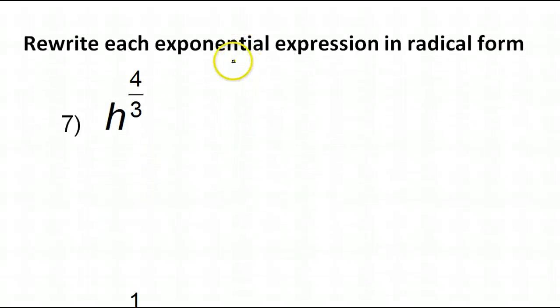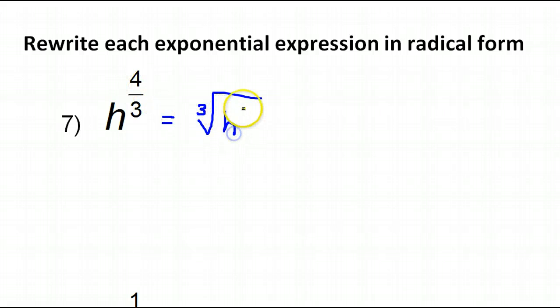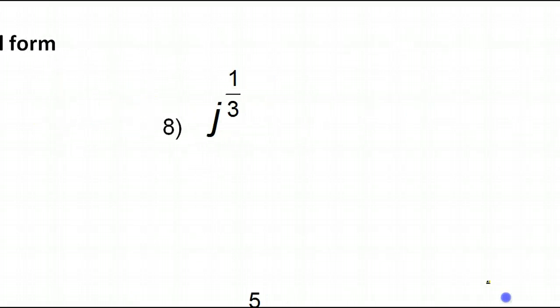Okay, number 7. So now we're going the other way. We should be able to rewrite a fractional exponent using radicals. So still we have got power over root. So we know that the root is 3 and 4 is the power. So this is h to the 4th power. Or you could have put the 4 on the outside if you wanted to.